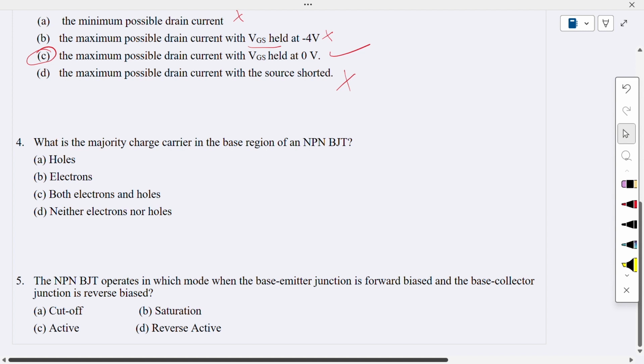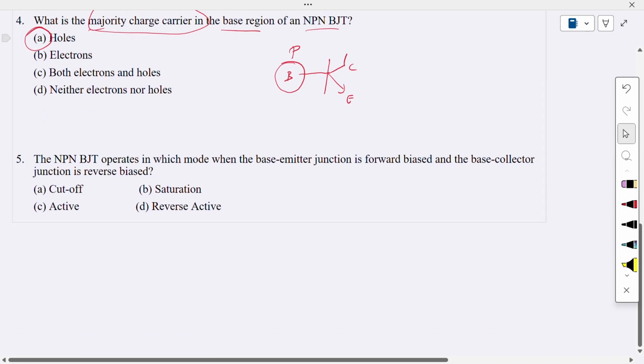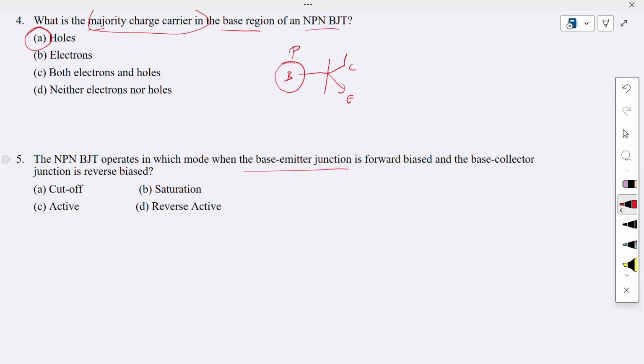What is the majority charge carrier in the base region of the NPN bipolar junction transistor? Let's say we have this symbol to represent the NPN transistor. This is our base, this is our collector, this is our emitter. Now the base is made of P-type material in an NPN, right? It's made of P-type, so the majority charge carrier must be holes.